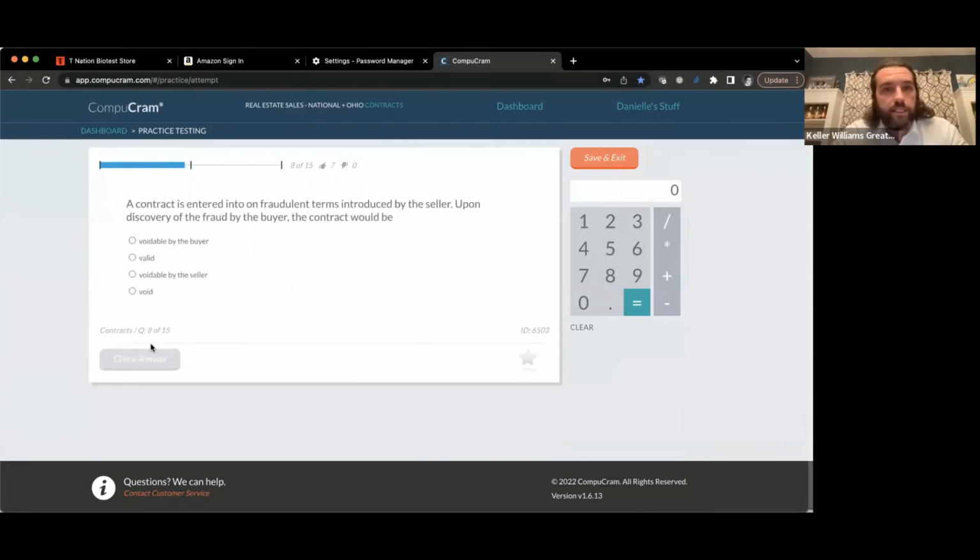Question number 8, a contract is entered into on fraudulent terms introduced by the seller. Upon discovery of the fraud by the buyer, the contract would be A, voidable by the buyer, B, valid, C, voidable by the seller, or D, void.